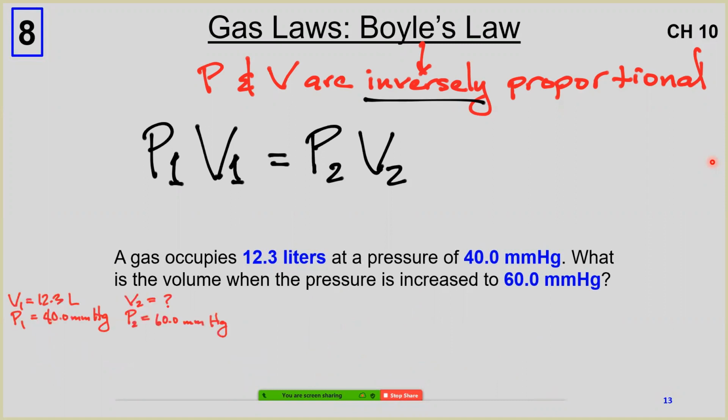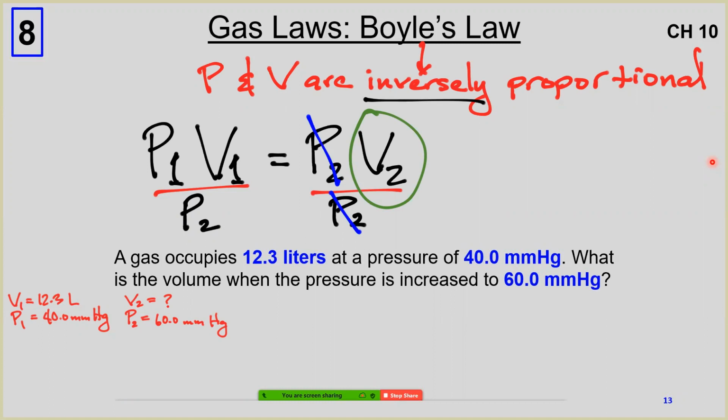All right, so we're going to use this equation P1 V1 equals P2 V2 and solve for V2. All you have to do is isolate V2 by itself. So we're going to divide P2 on both sides. That gets rid of P2 over here, so that basically cancels out, leaving us with what we're trying to calculate, V2.